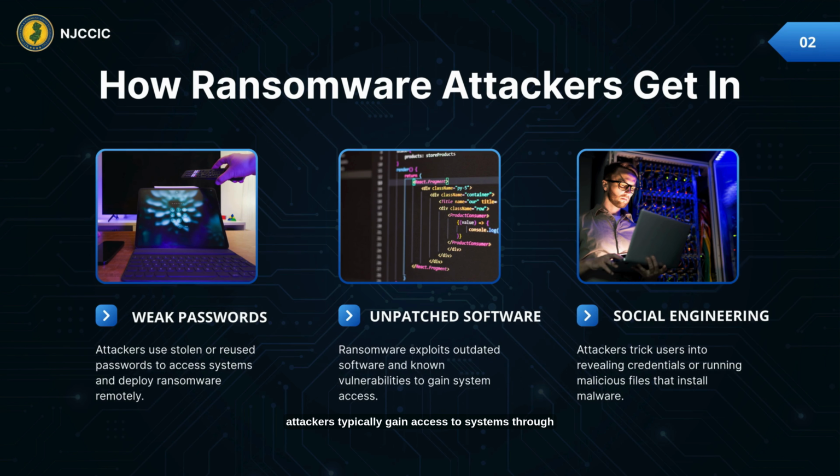Attackers typically gain access to systems through three main weaknesses. The first is weak passwords. Reused or simple passwords can be easily guessed or stolen in data breaches. The second is unpatched software. When systems are not updated regularly, attackers can exploit known vulnerabilities to gain access. The third is social engineering. This involves manipulating users into revealing credentials or running malicious files without realizing it. Many ransomware attacks succeed because they combine these techniques.